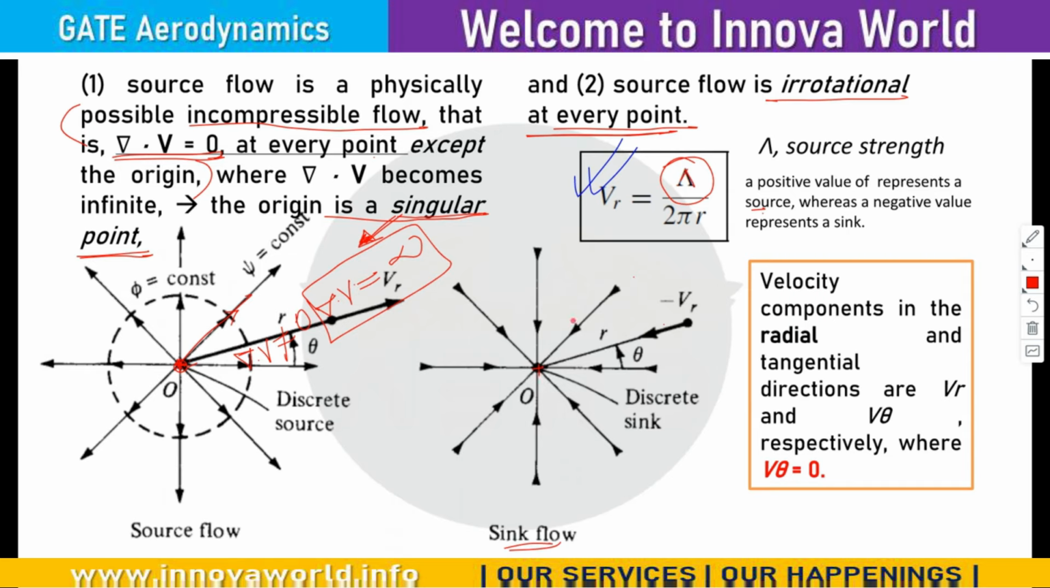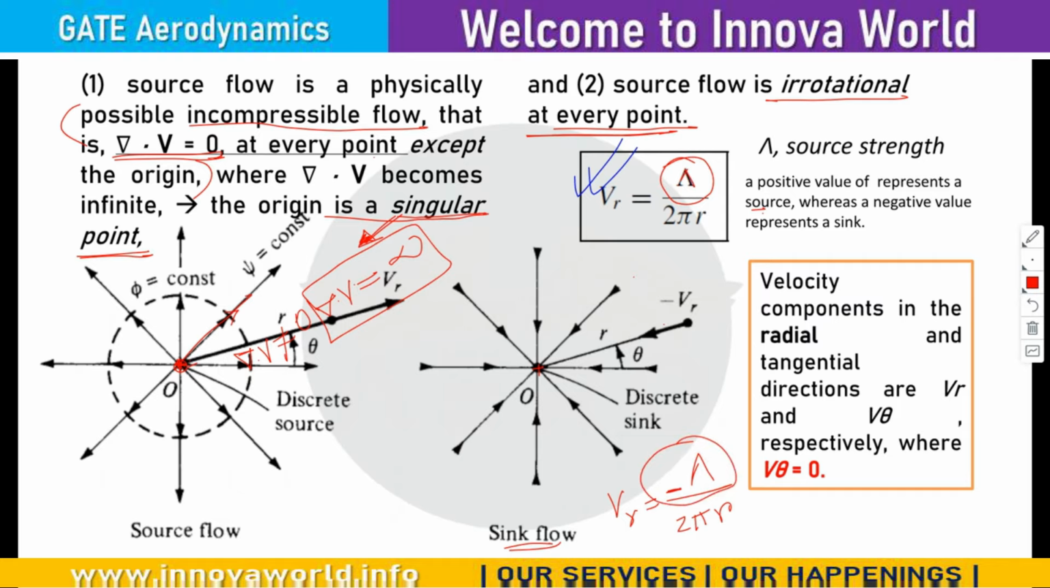So when we say the flow is coming and connecting towards the center point O, that means the flow is sink flow. And in that case, the strength of the sink, when we consider the same formula, VR becomes minus lambda by 2 pi r. That time we have to represent the minus sign. That minus sign of the strength represents it is a sink flow.